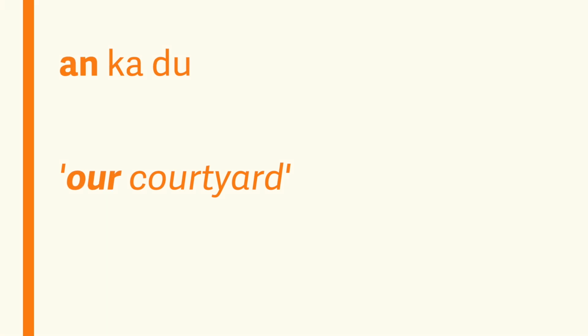We have ang, meaning we. Then if we jump ahead, we have du, meaning courtyard. And then we have the word ka. Ka is a word without propositional content. It's simply the grammatical form that's used in between the two words when the relationship of possession is considered alienable.